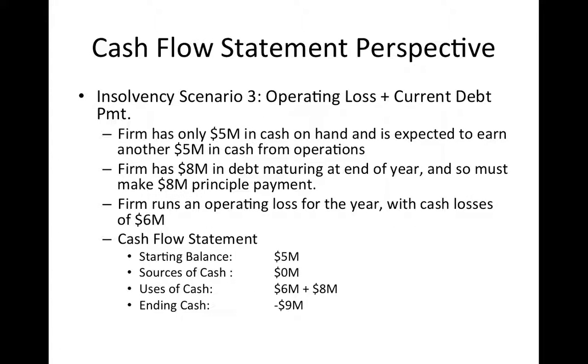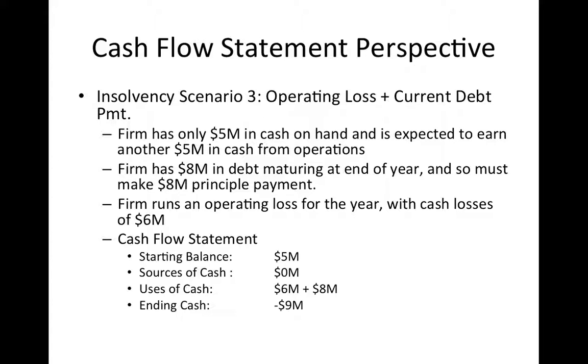Scenario 3, operating loss plus a current debt payment that comes due. So again, let's just assume that they have $5 million cash on hand. They expect to earn $5 million from operations, and they have an $8 million debt payment that's maturing at the end of the year. So they have to make that. That's a non-discretionary payment. Instead of running a $5 million profit, they actually run a loss for the year, generating cash losses of $6 million.